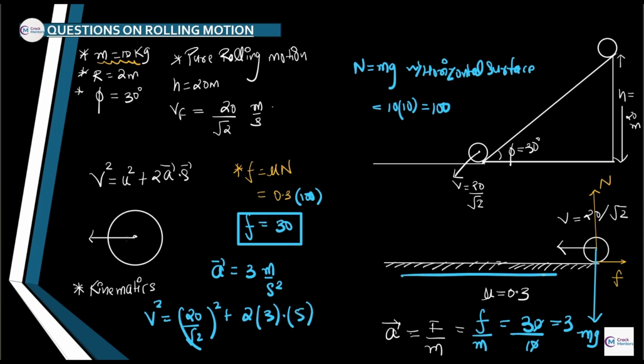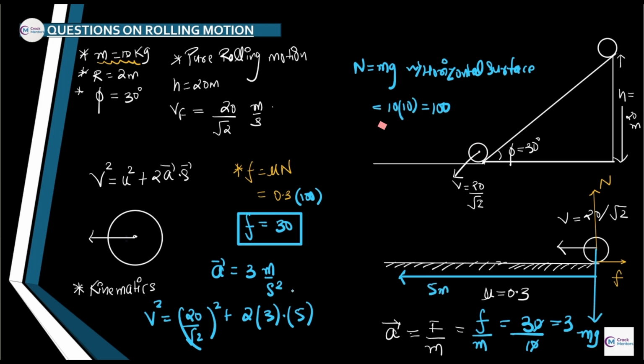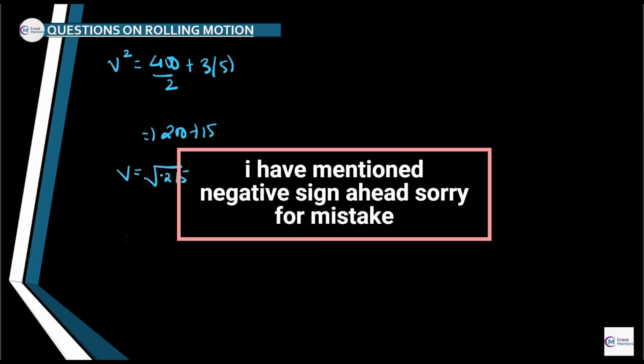And it is mentioned that it has been displaced through 5 meter. So v square is 400 upon 2 plus 2 times acceleration 3 times 5. Then it is 200 plus 15. Then v is nothing but under root 215.